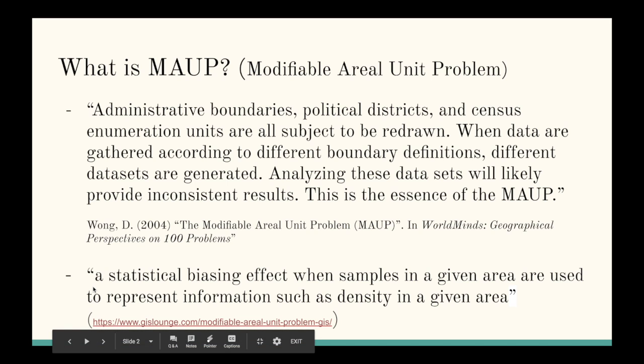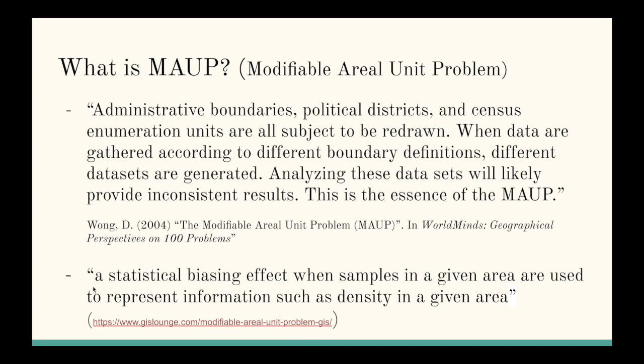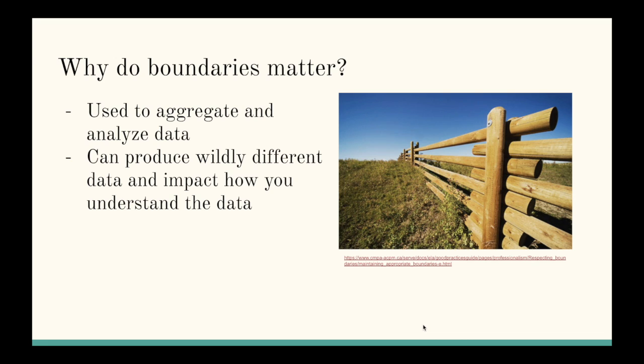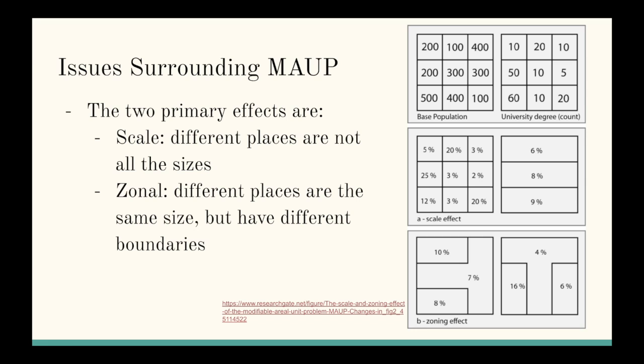Another definition is a statistical biasing effect when samples in a given area are used to represent information such as a density in a given area. So why do boundaries matter? They are used to aggregate and analyze data, and the way you interpret the data can widely change how it is understood. So there are issues surrounding MAUP.